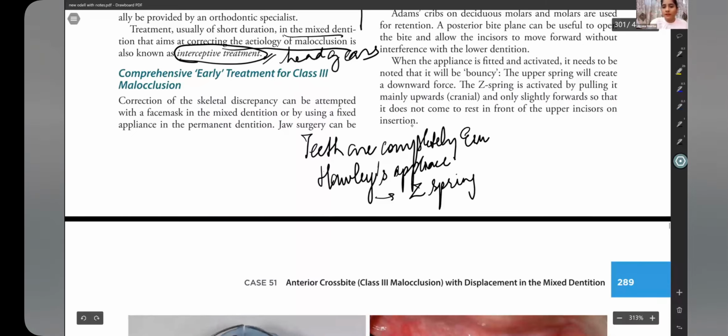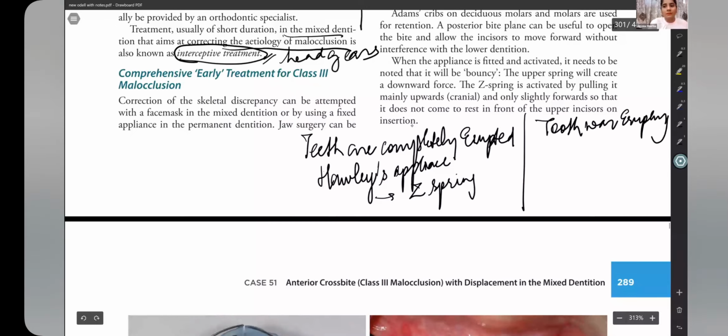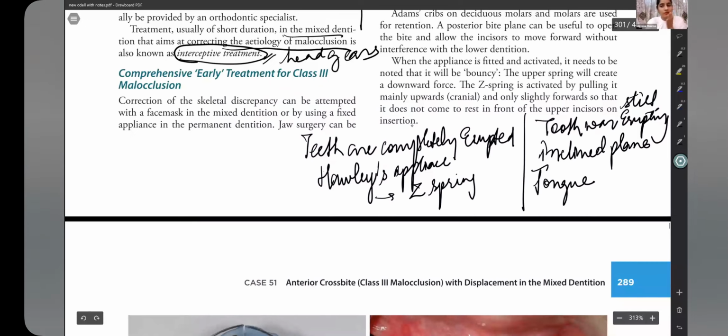If the teeth were not completely erupted, so if the tooth was still erupting in crossbite, not erupted but still erupting, then you can use an inclined plane or a tongue blade, because it's still erupting in a retroclined position. So to prevent such interference, you can actually prevent the complete formation of the crossbite by using an inclined plane or tongue blade. So completely erupted, and mesiodistal space is sufficient to move the tooth forward.